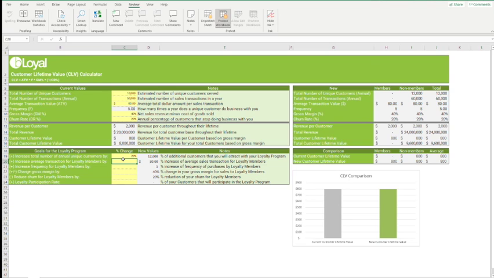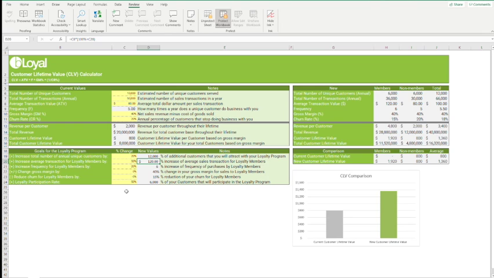Keep in mind these numbers are based on percentages too. So for the reduced churn rate for loyalty members, make sure to make this number a minus percentage, because ideally you want to decrease your churn rate. You want to decrease the number of people that leave. And that is different from all the other values where you want them to be a high number or a high percentage.